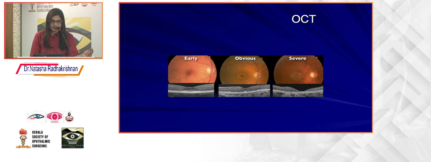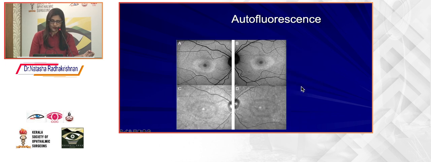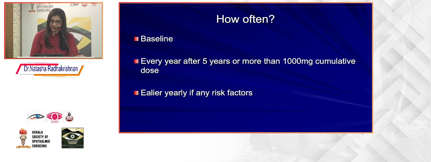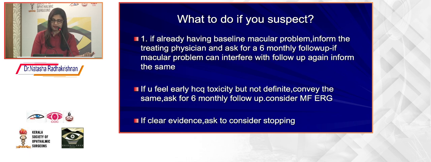So these are the stages in the OCT that you can see. The early parafoveal loss of the ellipsoid zone can be seen here clearly, and then it undergoes atrophy. Autofluorescence, everybody knows that, I believe: the dying cells are hyper-autofluorescent and the dead cells are hypo-autofluorescent. Multifocal ERG, of course, shows a depression in the area that is affected by the HCQ toxicity. So again, baseline, if the patient is sent to you, you do a baseline and repeat every year after 5 years or more than 1000 gram cumulative dose, and earlier, yearly, if any risk factors.